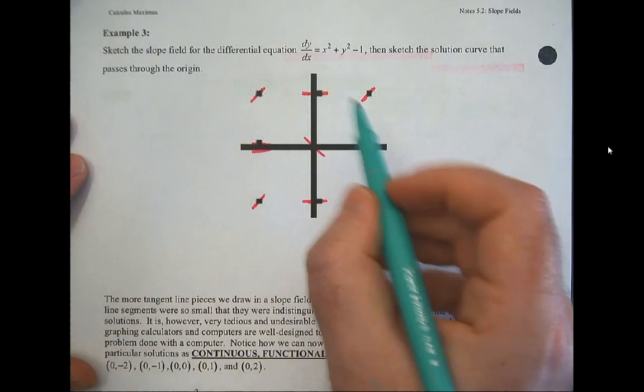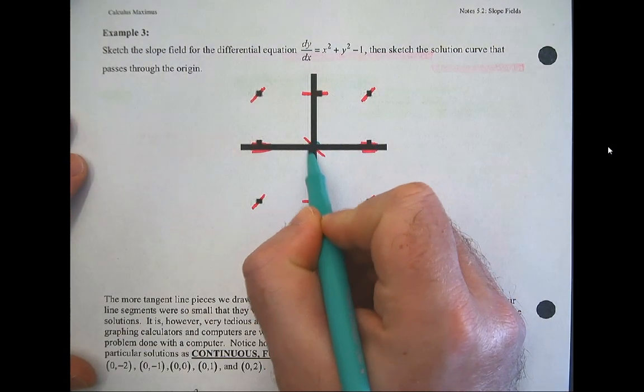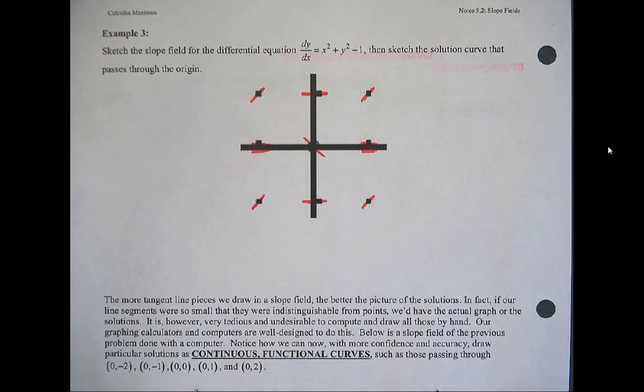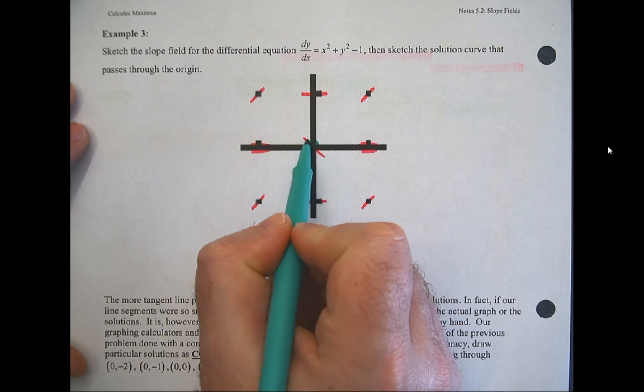Sketch the solution that goes through the origin. Highlight that point. At least get your one point there. And then I'm going to give you a second to try to sketch. All right, let's see how you did.